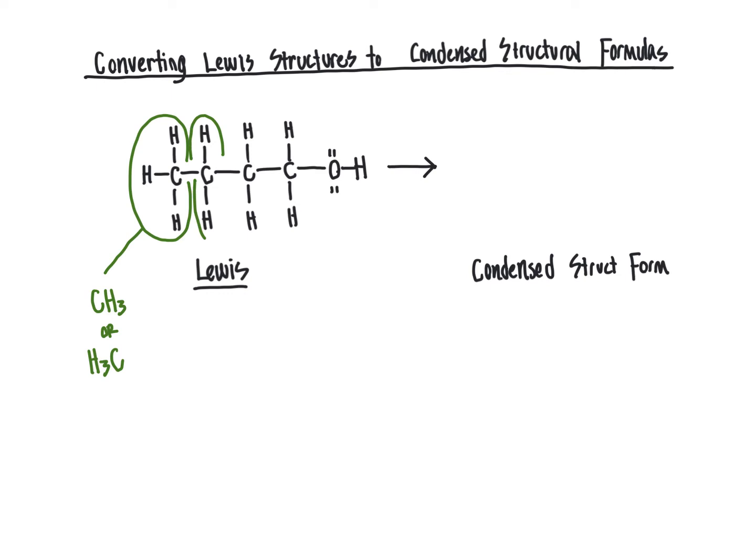CH2 groups, the carbon that's directly bonded to two hydrogens, we could represent as CH2 or equivalently H2C. And then when we have something like this at the end where we have an OH group, we could abbreviate that just as OH, omitting that line that would connect the oxygen and the hydrogen atom. So we fill this into the condensed structural formula.